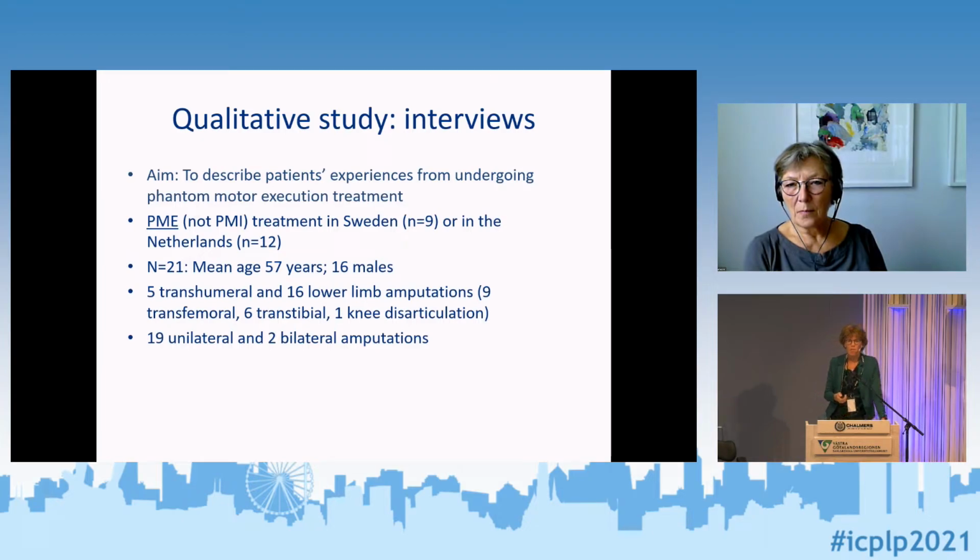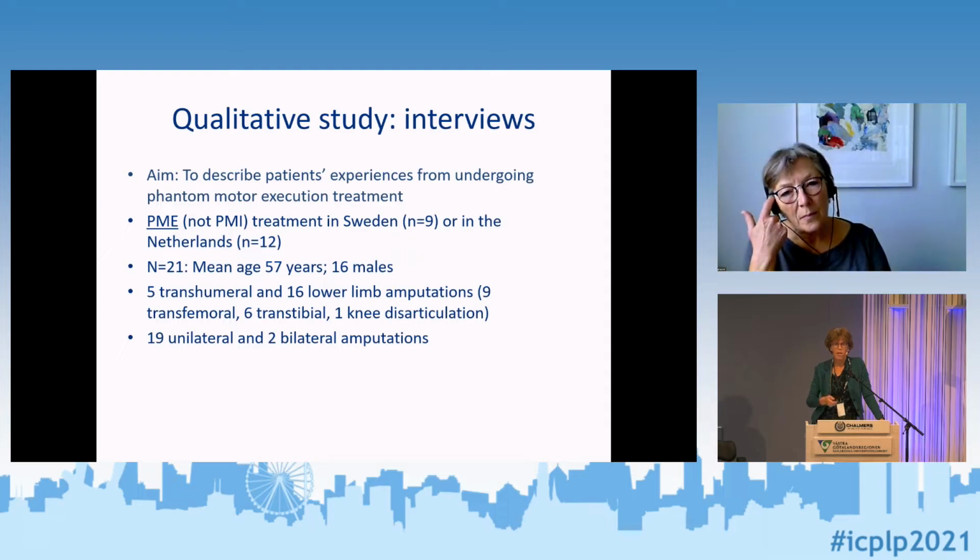So the aim was to describe the patient experiences of undergoing the PME treatment. And we had 9 patients in Sweden and 12 patients in the Netherlands with a mean age of 57 years, and 16 males. You can see there were a lot of differences in amputations, upper and lower limb amputations, and there were 2 bilaterals.